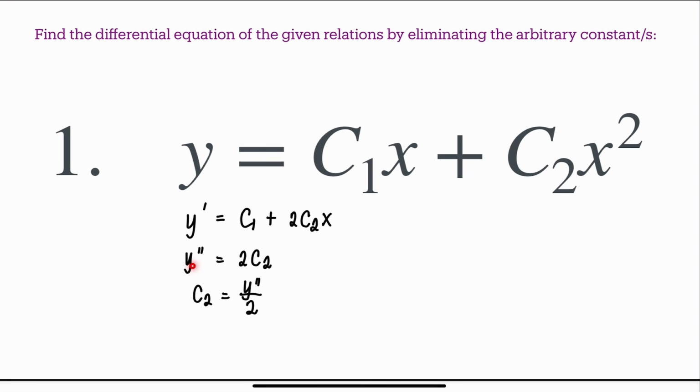Now, even after the second differentiation, we still have a constant, right? So, if there is still a constant, we perform algebraic manipulation. So, I express c sub 2 here in terms of y double prime over 2 so that we can substitute it either in the original equation, or in the first derivative. So let's name the original equation as equation 1, the first derivative as 2, the second derivative as 3, and c sub 2 as 4. So first we have to eliminate c sub 2 in the second equation, by substituting the third equation into the second one.